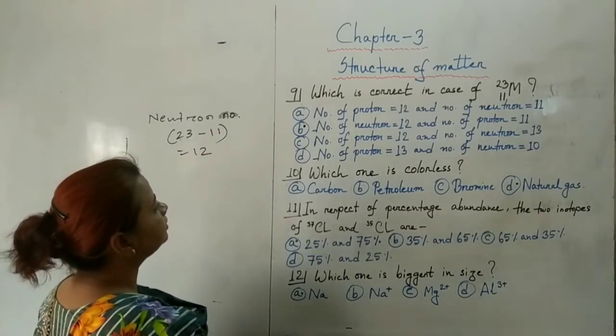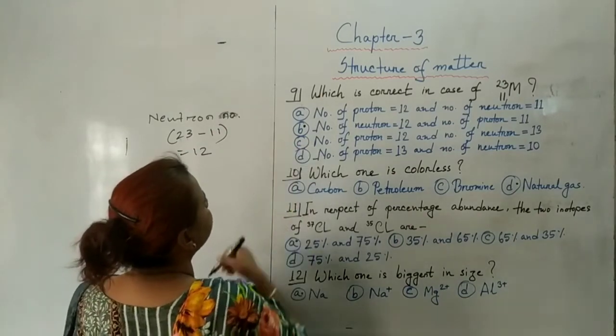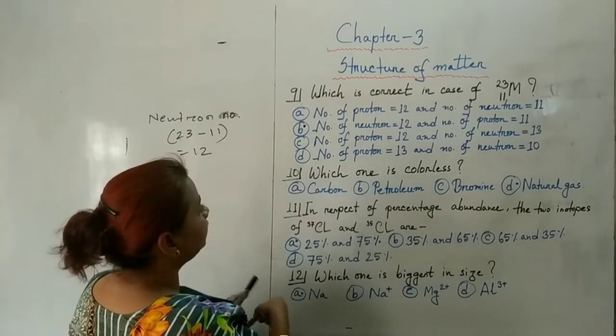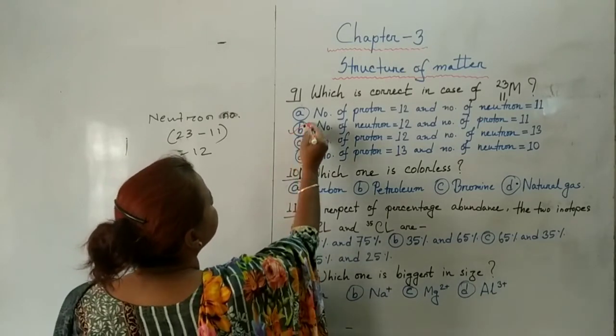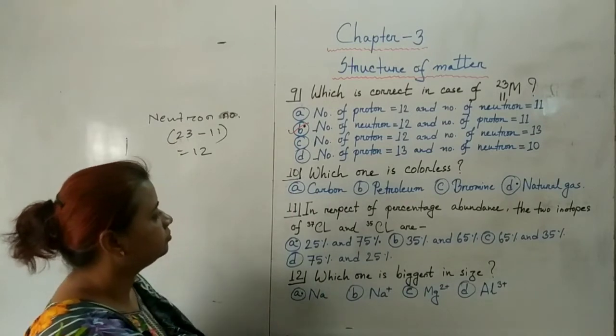So which one is the correct answer? B. The correct answer is B. Here, neutron number is 12 and proton number is 11.